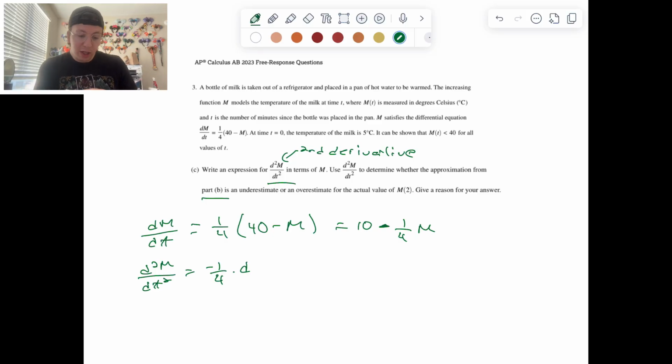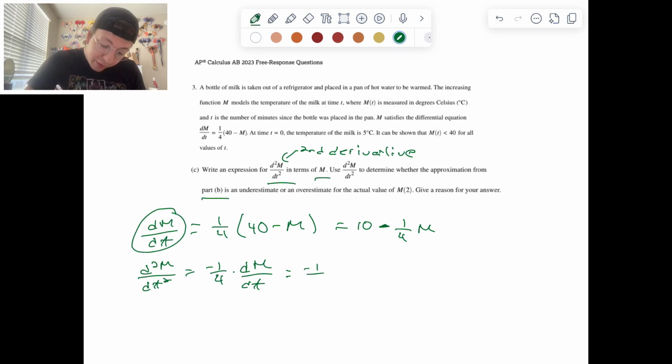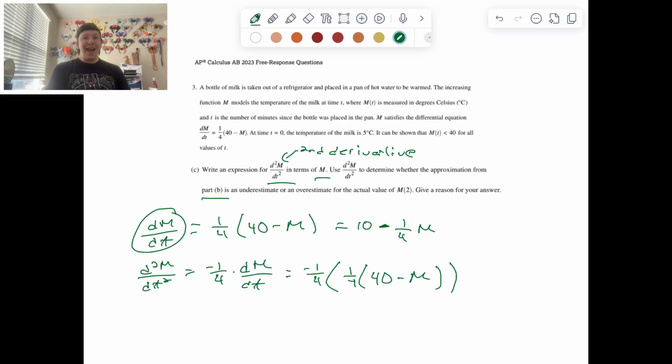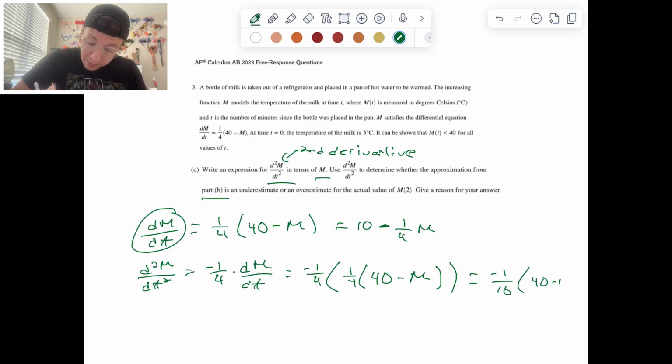Now, I'm not finished here because they want us to have the derivative in terms of m. So I have to plug in my original dm/dt for this. That would then be negative 1/4 times 1/4 (40 minus m). And that is our second derivative in terms of m. If I want to get even more fancy and simplify, I can multiply that 1/4 by the negative 1/4 and get negative 1/16 (40 minus m).